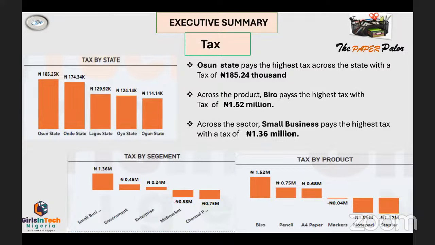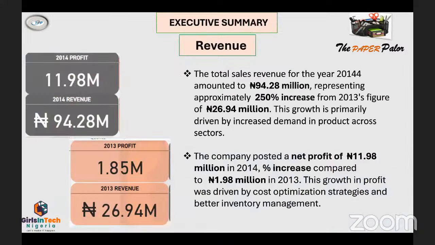This is the tax paid by each segment, product, and state. Osun State is paying the highest tax, and Biro is paying the highest tax. Small business is the one paying the highest tax across the segments.